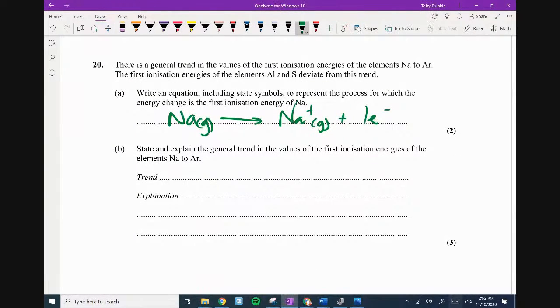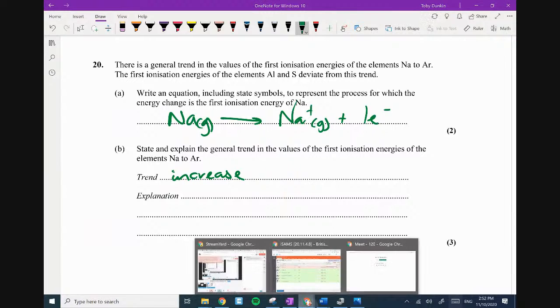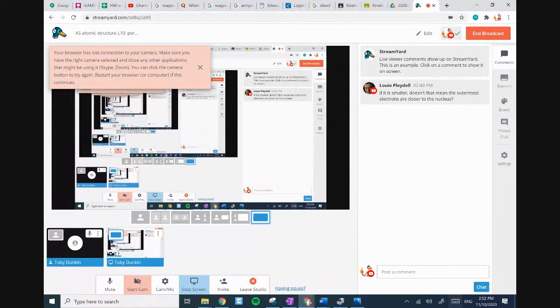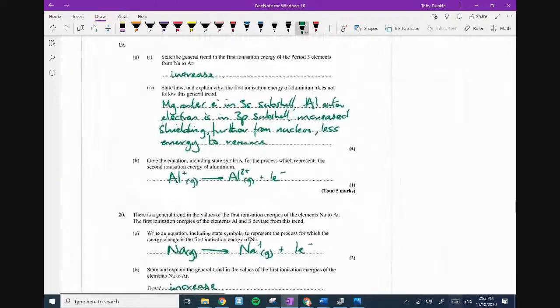State and explain the general trend in the first ionization. General trend is increase. We realize guys, these are all from papers, and you realize just how repetitive these are. I'm just going to check that there's no questions. If it is smaller, doesn't that mean the outermost electrons are closer to the nucleus? Have I made a mistake somewhere? Oh, nuts. What if I said?